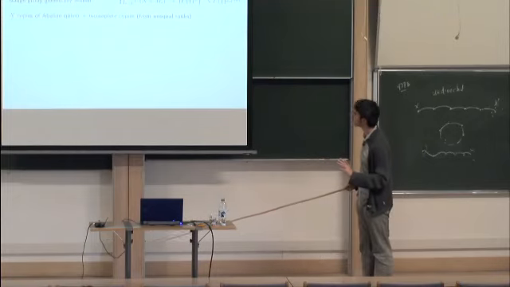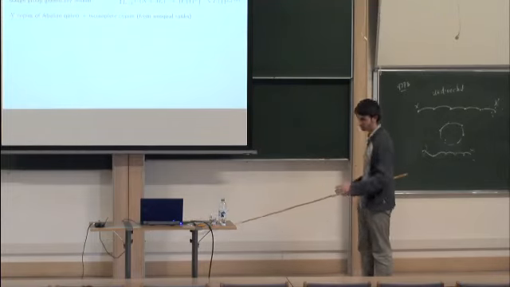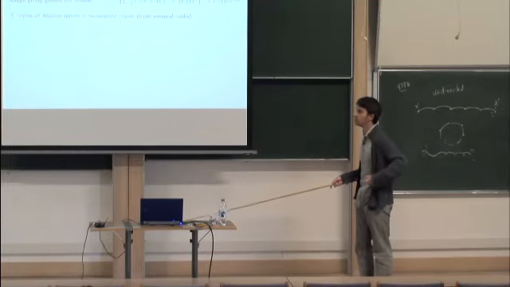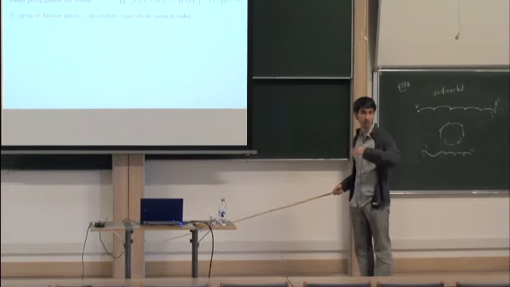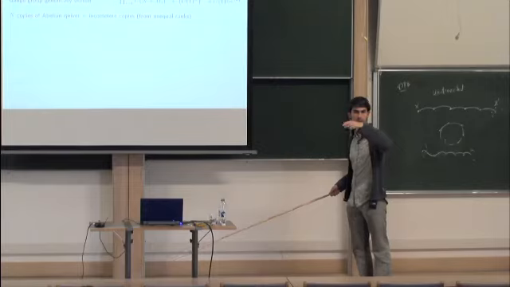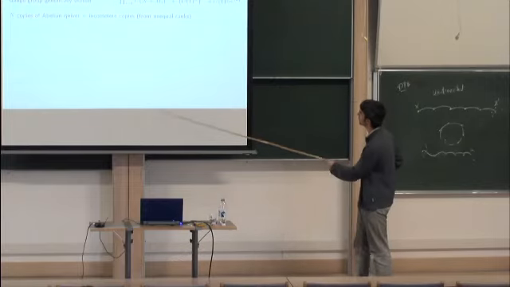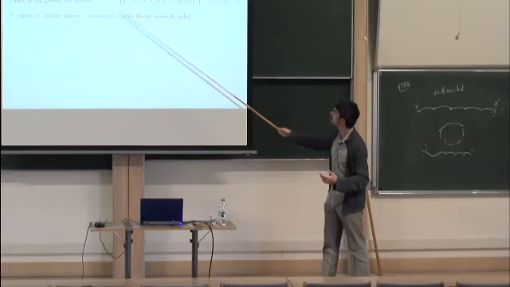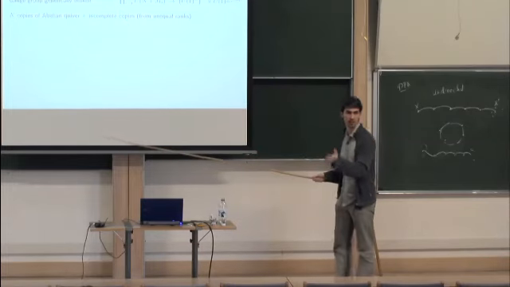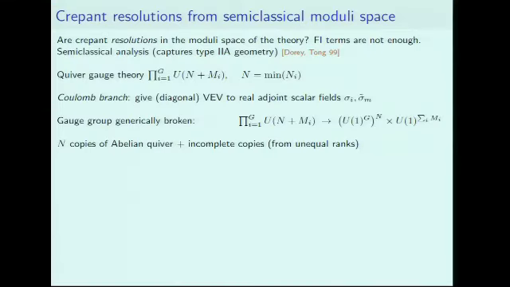So I'm not sure I've been clear, but essentially what I want to say is that we have this quiver, so we give some diagonal value to this sigma. In general, this breaks to n copies of this quiver, and then there will be some incomplete copies because the ranks were not all the same. In particular, if m_i was 0, we don't get a contribution from that group, but if there is some other m_i, that will contribute to these incomplete copies.